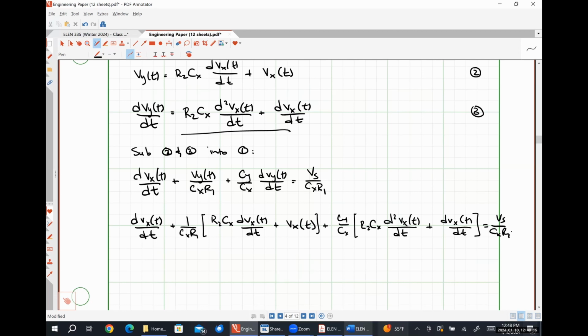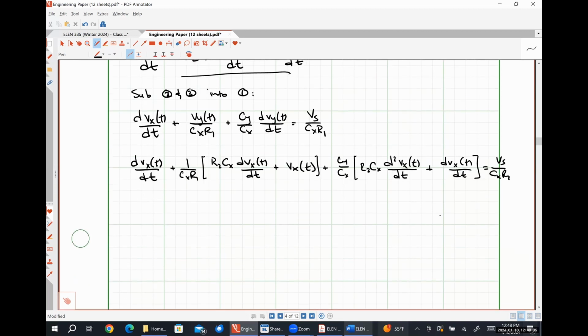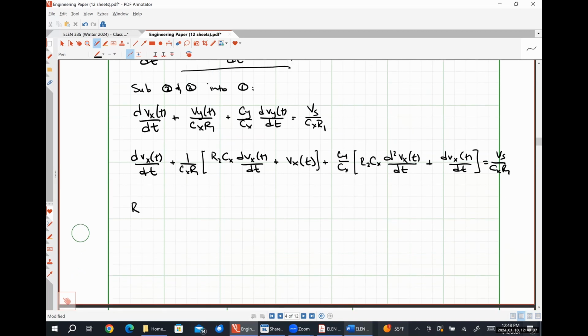And now I believe if I've done these substitutions correctly, I'm just at the point of algebraing things up to get coefficients where they need to be. So starting with my second derivative equation, I have Cy divided by Cx times R2 times Cx. So the Cx's are going to cancel each other out. So I should get R2 Cy times the second derivative of Vx with respect to time. That's this guy taken care of.